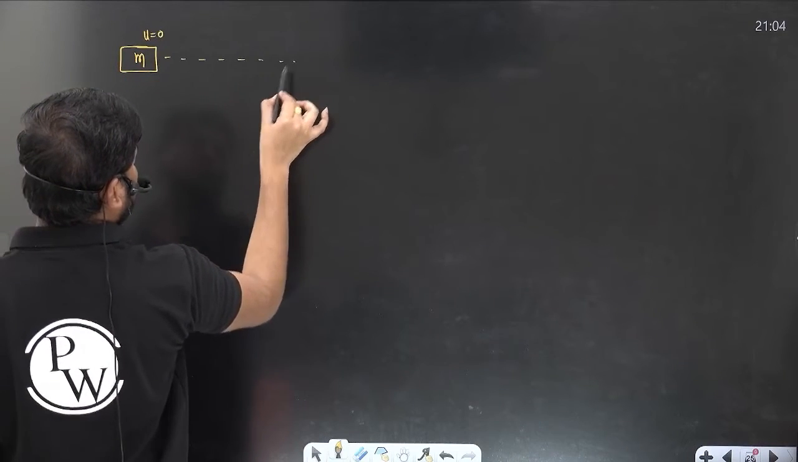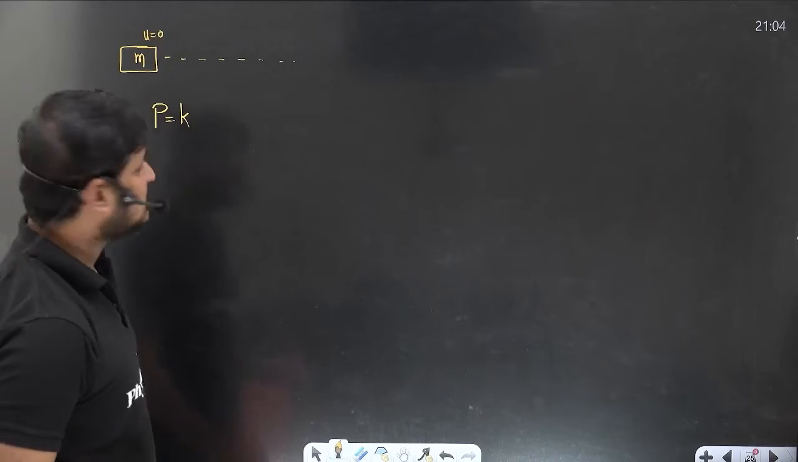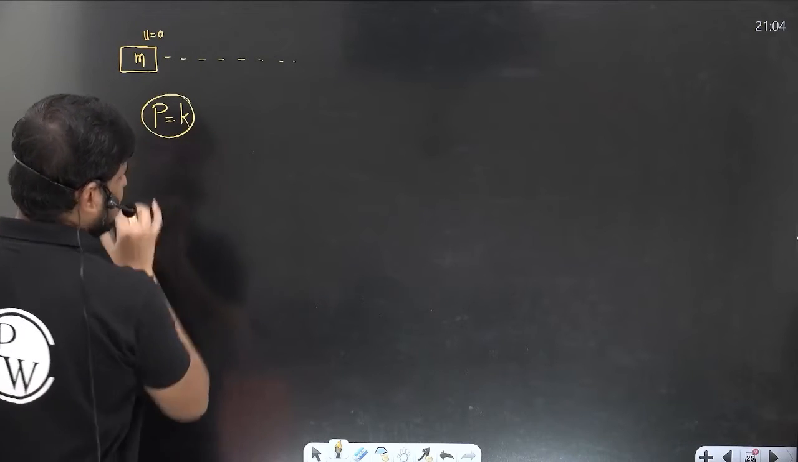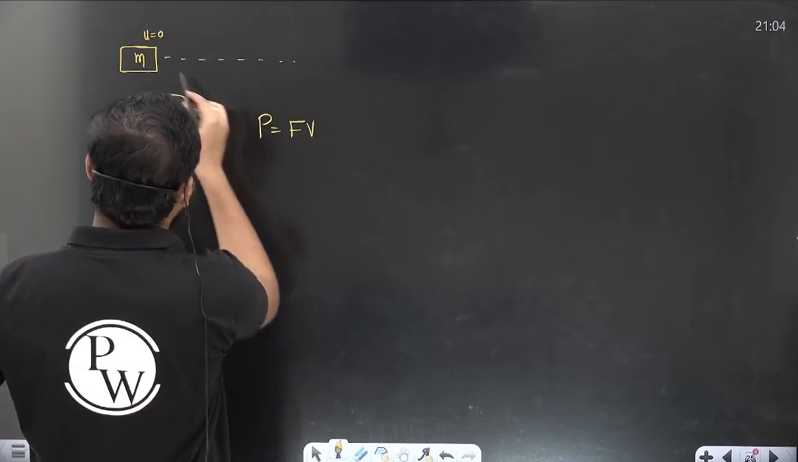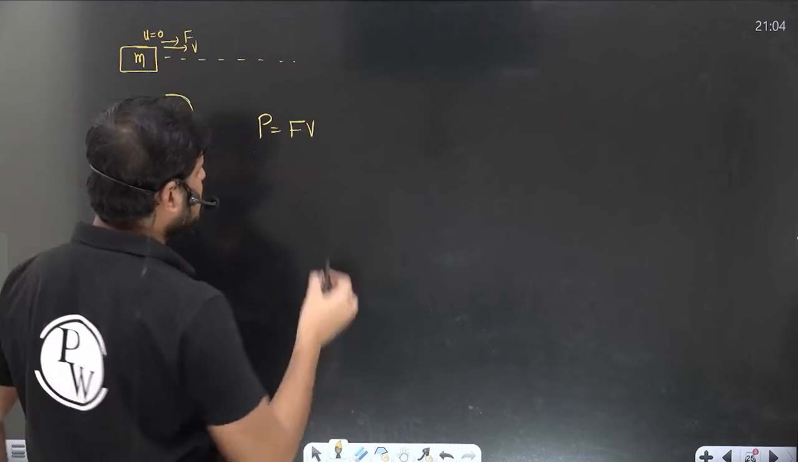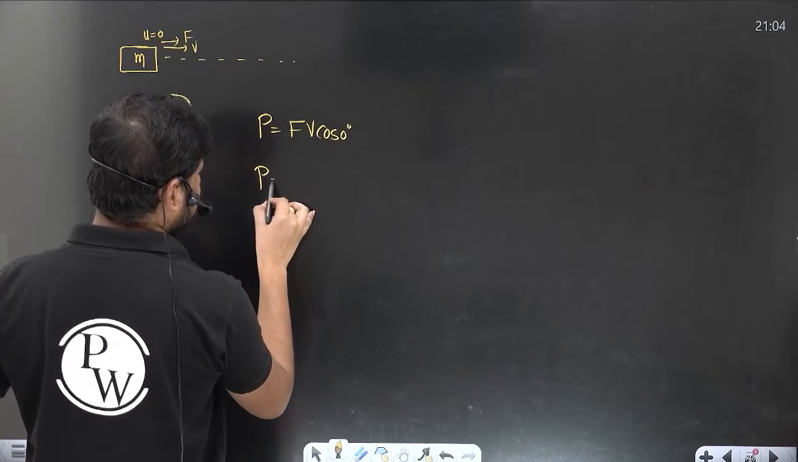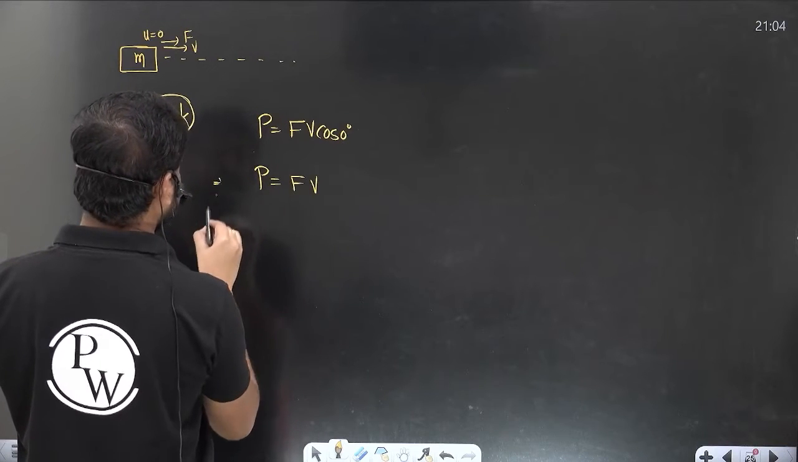Okay, so the power is given as k for this, right? So P is equal to k. We know that power is equal to Fv. Let's suppose the force is applied in this direction and the body is also moving in the same direction, so Fv cos 0. Observe carefully. So P is equal to Fv, right? The same thing I am doing here.